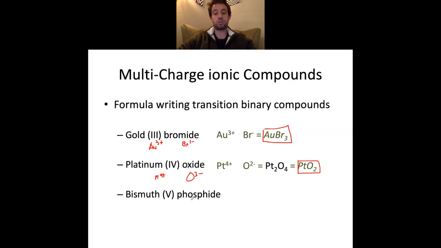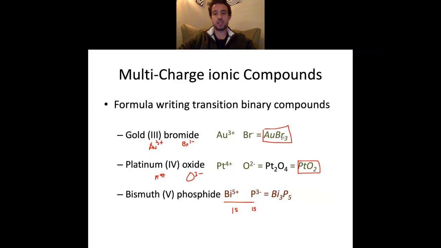Last one is bismuth phosphide. For this one, bismuth has a charge of 5+ because we got that V there, and phosphorus just normally has a charge of 3-. So for this one, I'm going to need 3 bismuths and 5 phosphoruses. That way the total adds up to 15 for the positive side and 15 for the negative side as well. Hopefully this makes sense how I'm getting the numbers.